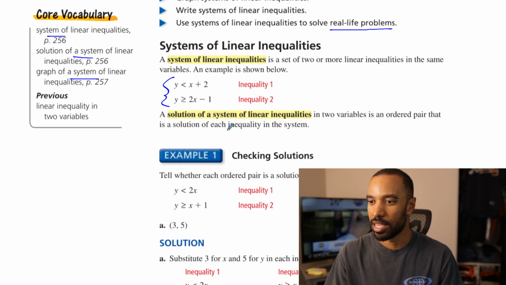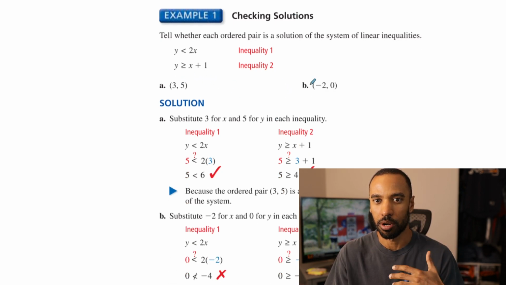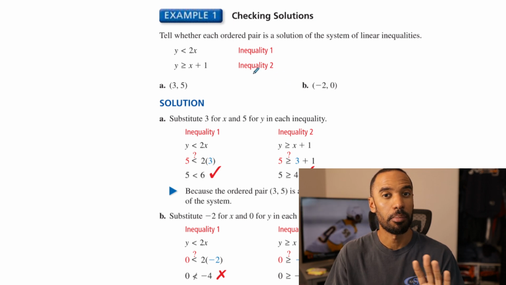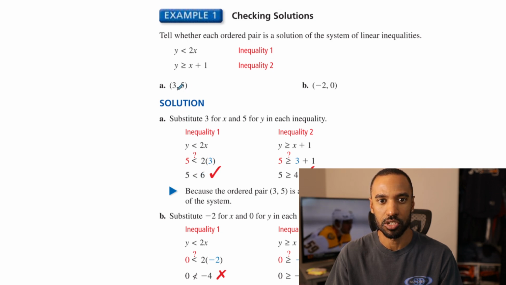So a solution to each inequality in the system. Obviously, the graphing will come into play in a second. We're going to start with seeing whether these ordered pairs are actually solutions to the system by straight substitution, not by graphing. So substitute 3 for x, 5 for y. You get 5 is less than 6, a true statement. So (3, 5) is a solution to the first inequality.